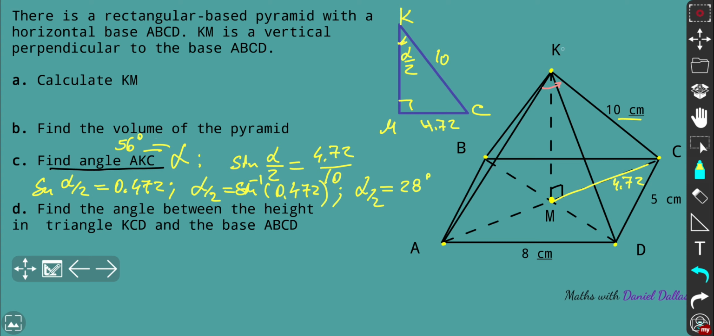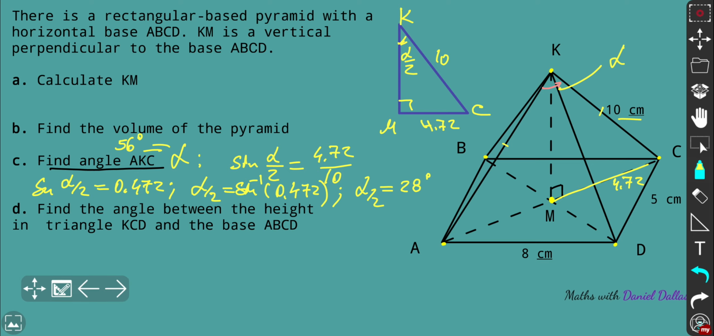All right, so I hope you understand why I use half of the angle, because KM is the height in the isosceles triangle. So this triangle, if you consider AKC, is isosceles because each diagonal is the same in the pyramid. So that's why KM is the bisector of the angle as well. So that's the reason. Okay, that was angle alpha in total.